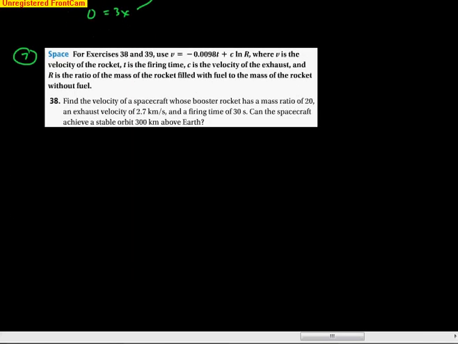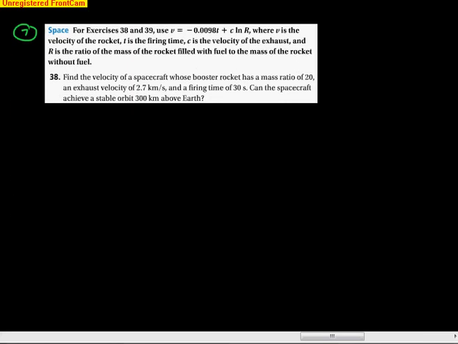Okay, last problem here is a word problem. It says use this equation. I'm going to write this down. So use v equals negative 0.0098t plus c natural log of r. And what are these things? Well, v is the velocity of the rocket. t is your firing time, c is the velocity of the exhaust, and r is the ratio of the mass of the rocket filled with fuel to the mass of the rocket without fuel. Okay, whatever. Find the velocity of the spacecraft. Find v.